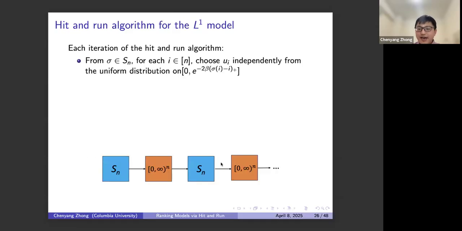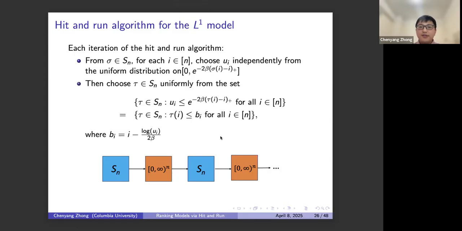And again, we can design an efficient hit and run algorithm after this transformation. And the implementation is recorded here. It's again jumping alternatively between Sn and this U1 up to Un, where the Uis are drawn from a different distribution, still uniform distribution, but with different endpoints.